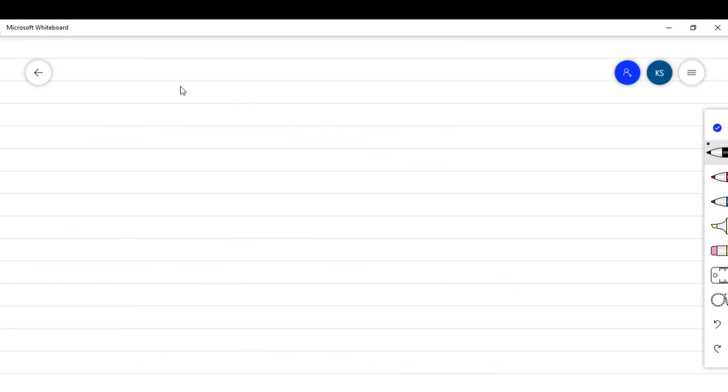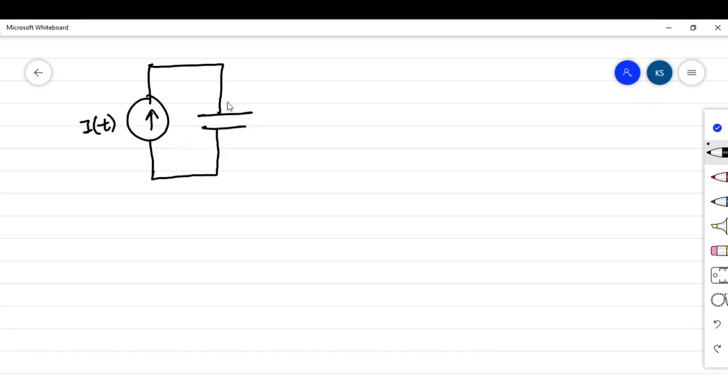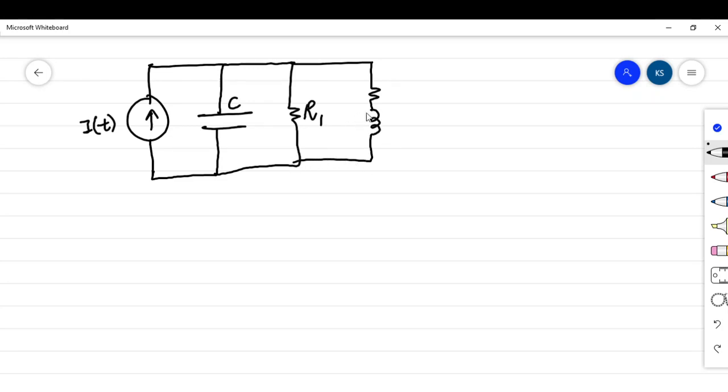Now let me take another example. What I have done is I have taken a current source, represented by I(t), and I am taking three components connected in parallel to it. First is a capacitor having capacitance C. Next I have taken a resistance R1. Next I am taking a series combination of R and L.